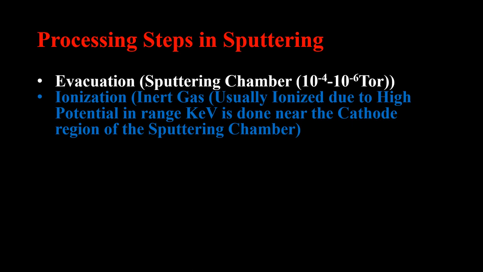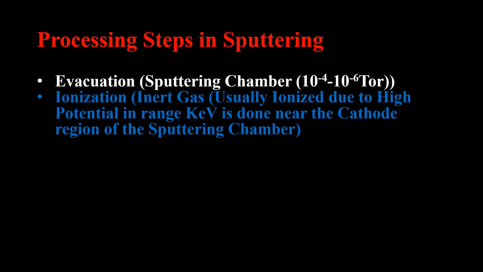After the evacuation of the sputtering chamber, there is ionization, because we need to ionize the inert gas in order to bombard it on the source material. If we have a simple sputtering setup, the inert gas is basically ionized on the application of a high potential, which is in the range of kilo electron volts. So how does the sputtering inert gas get ionized?